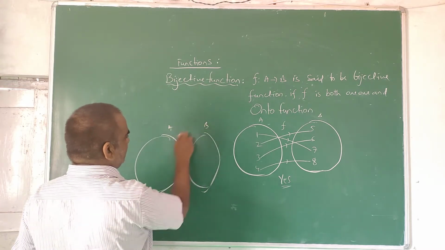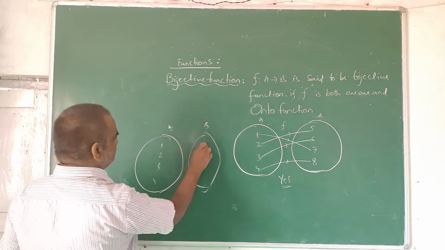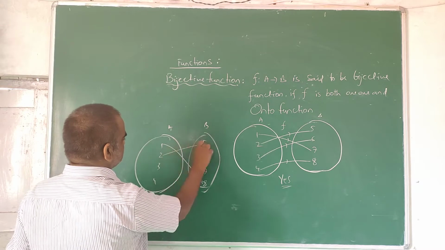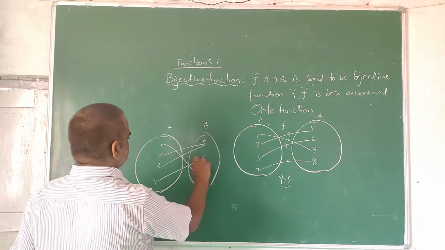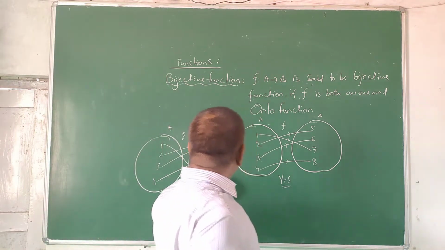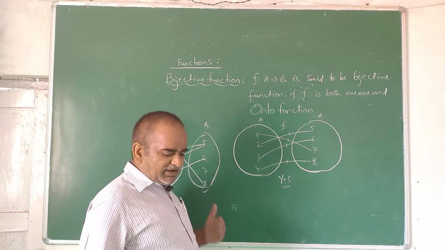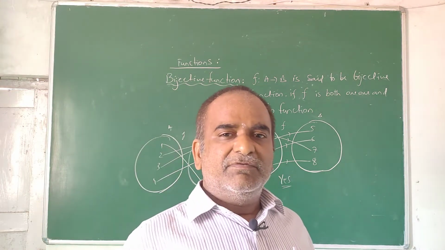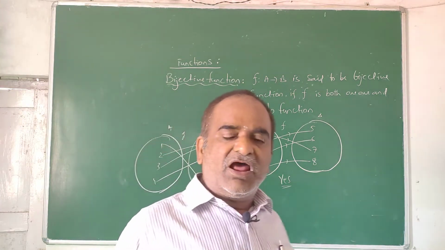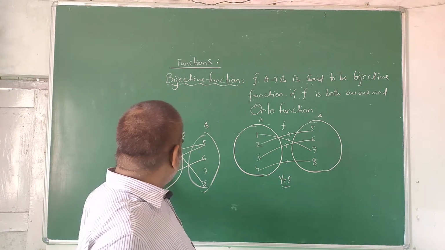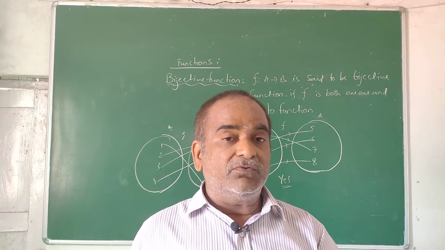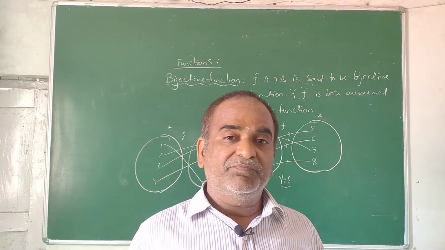Same sets, let us take A and B, 1, 2, 3, 4, 5, 6, 7, 8. See, this is another function g here. In the codomain, the element 7 is left over without any preimage, so it is not onto. It is not one-one also, you see. Two different elements of A have the same image. So this is neither one-one nor onto. So it is not bijective.